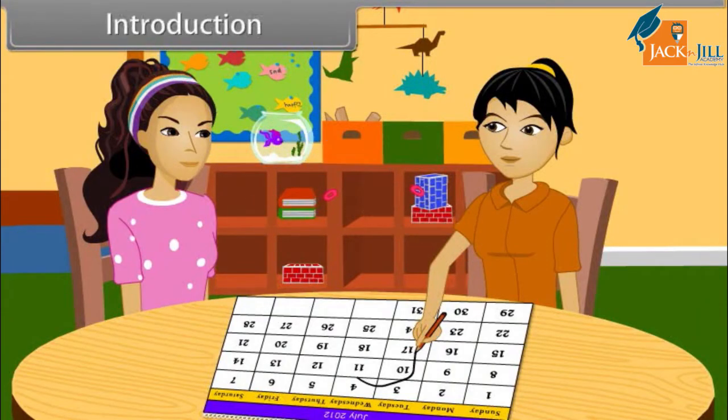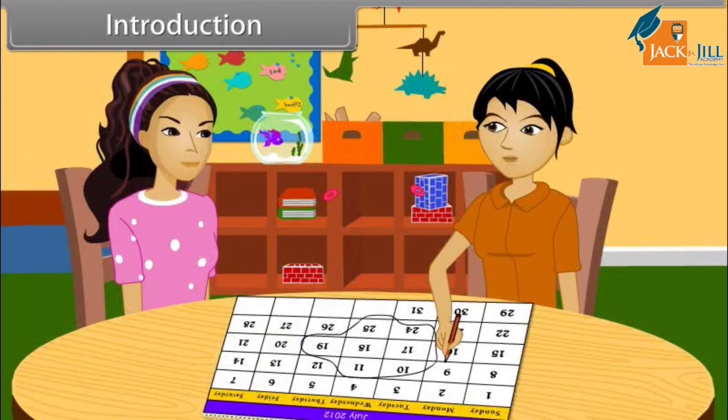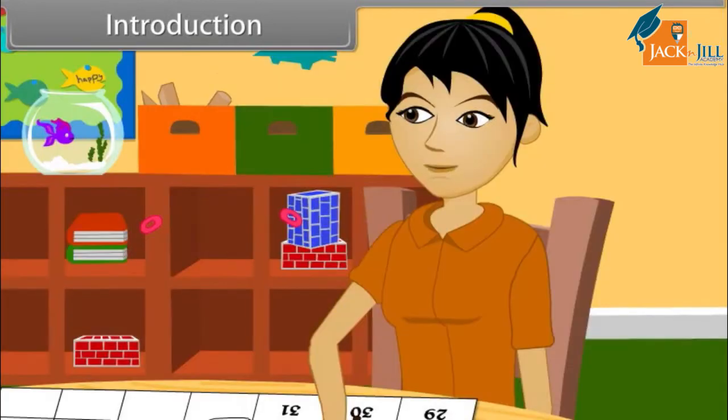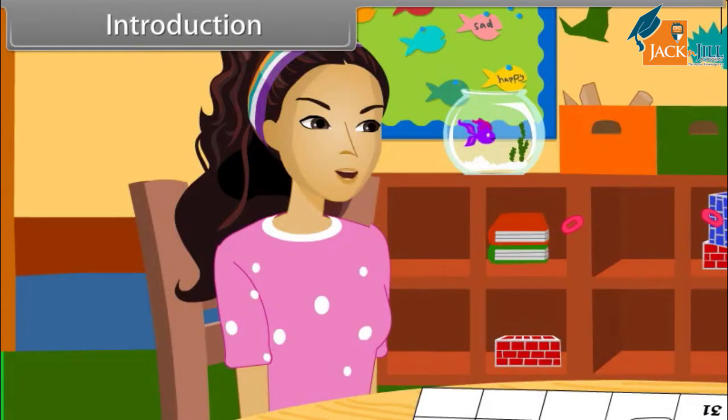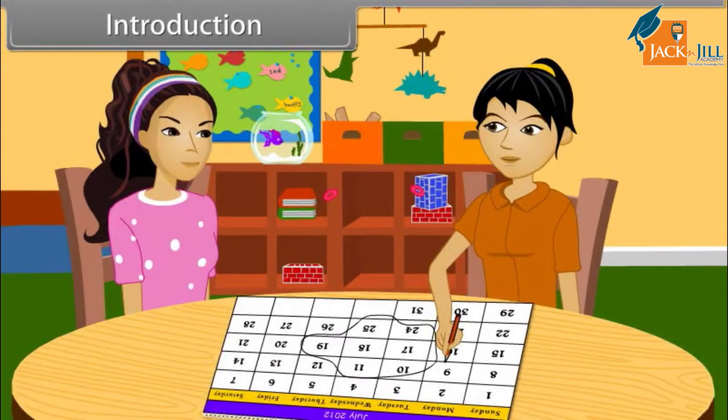Introduction. Why are you marking circles on the calendar? Actually, I have class tests on these days. I have to note these dates in my notebook. Don't you have any test on the complement of these days? Complement? What does that mean? Oh, you don't know complement? No? Come, I will explain to you.